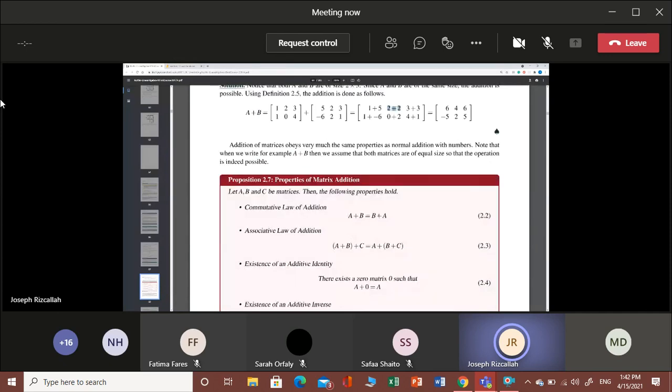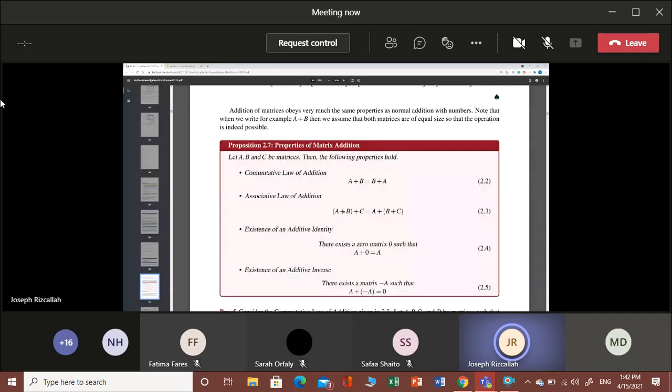Okay? Similarly, for the same reason, we know that the addition of matrices is also associative, which means that you can group them in this fashion, or you can group them in this fashion, and the result of the addition does not change. And this is a consequence of the fact that addition of real numbers is associative. Because of this, the addition of matrices also is going to be associative.